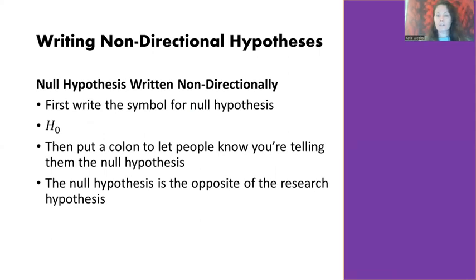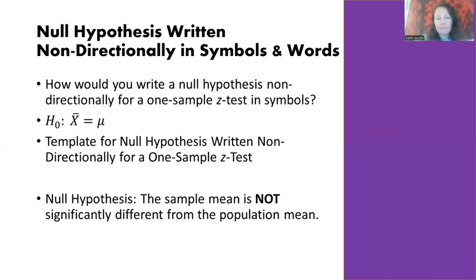Then we're going to put a colon and let people know that the null hypothesis is getting ready to come. And the null hypothesis is going to be the exact and complete opposite of the research hypothesis. So what would that be? Before we move forward in our lecture, what would it be? So how would we write our null hypothesis non-directionally for the one sample z-test?